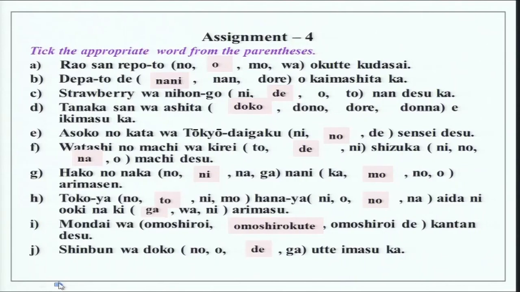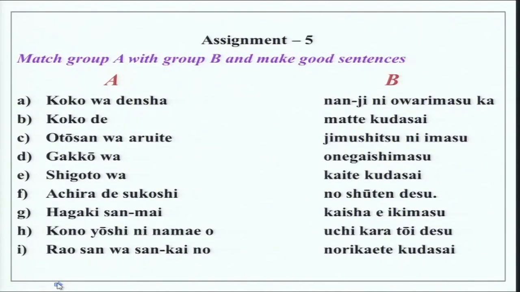Shimbun wa doko de utte imasu ka? Place de utte imasu ka? So, I hope your particles are clear now. Well, we have some more matching group A with group B. These are sentences jumbled up.